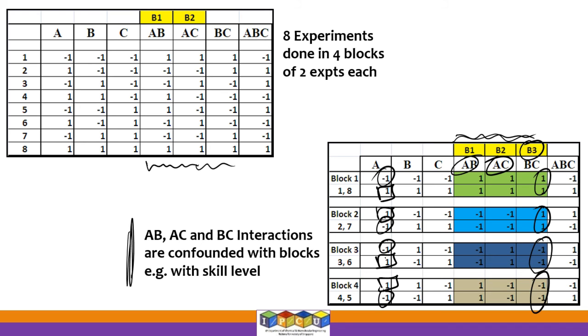Even if you take ABC, ABC is equal to -1, features in all the 4 blocks, and ABC is equal to plus 1 features in all the 4 blocks. So you will see that pattern of green minus green, blue minus blue, etc. for ABC. So ABC is not confounded in this case. All right. So the direct effects and the 3-factor interaction is not confounded with the skill level of the operators.